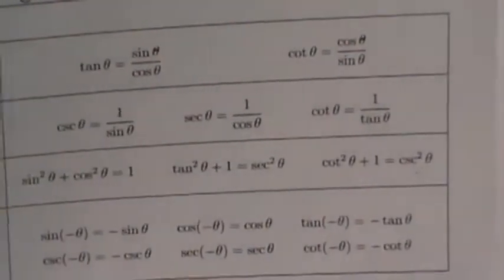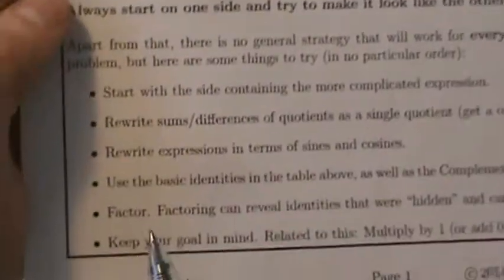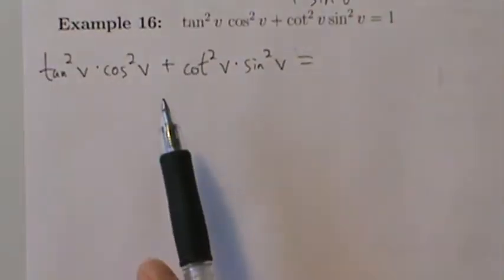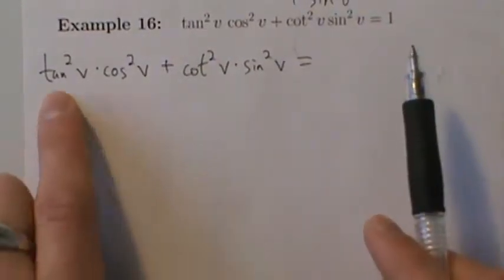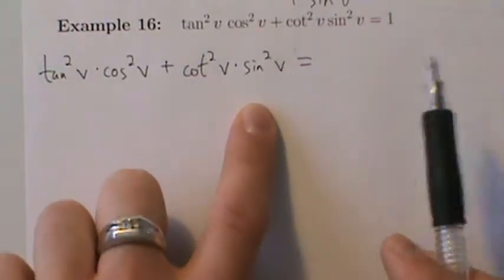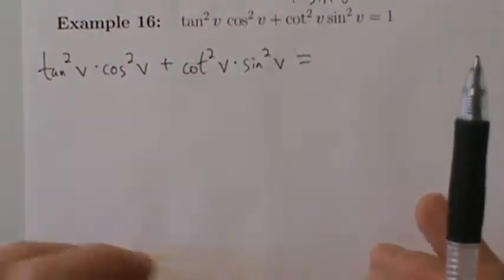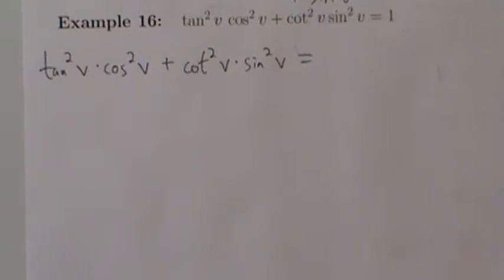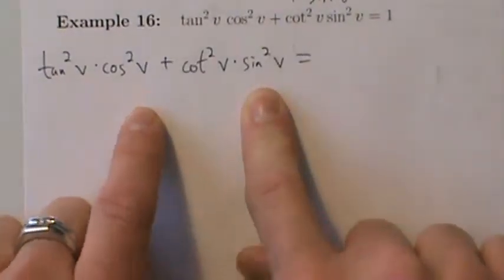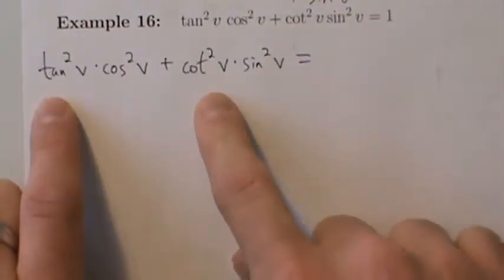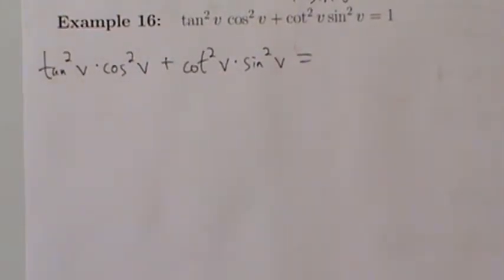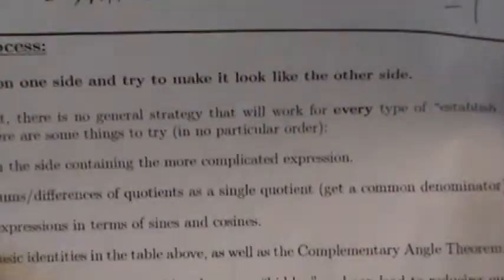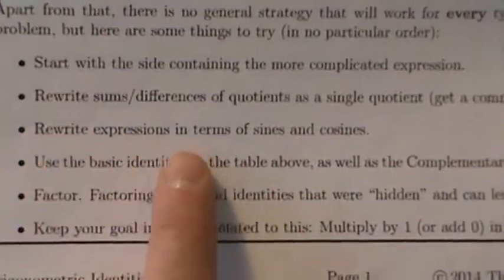Another thing to think about is factoring, but there's really nothing we can factor here because this is a tangent, a cosine, a cotangent, and a sine, so there aren't any common factors to pull out. But what's another thing we can do? Well, here's a cosine and a sine, and here are two that are not sine or cosine, so let's convert everything into sines and cosines. So rewrite expressions in terms of sines and cosines.